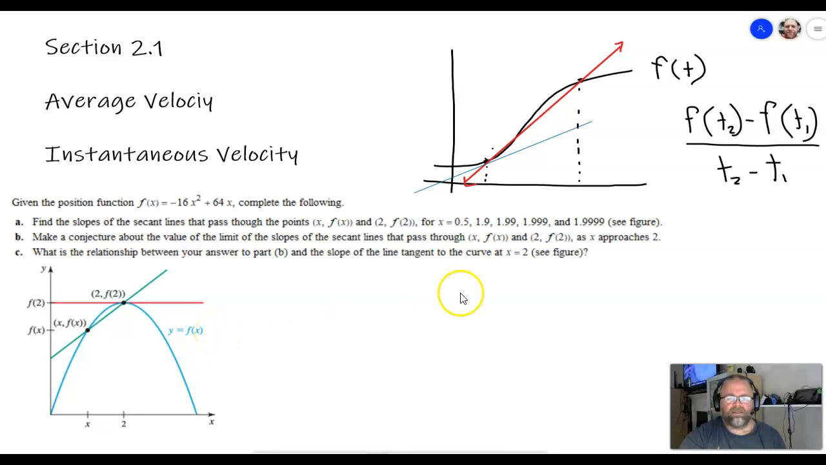And then we're going to see what we get, or make a conjecture about what the slope is going to be when we get to the very top here, where this value f of 2 is.